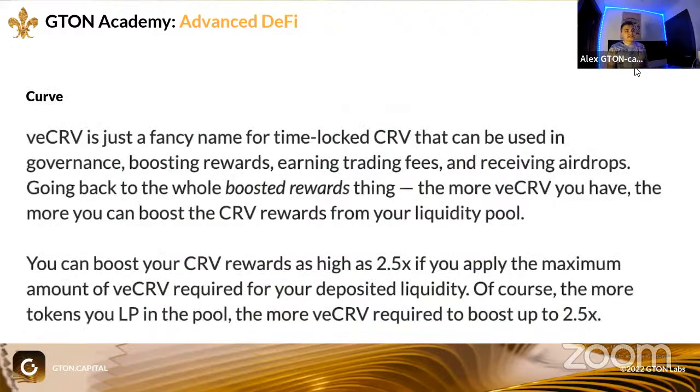Yeah, so the VCRV in our case is just a fancy name for locked CRV. You can actually boost rewards more than 2 times, up to 10 times. It depends on how long you are locking your CRV token and how much you actually lock it. Next slide, please.